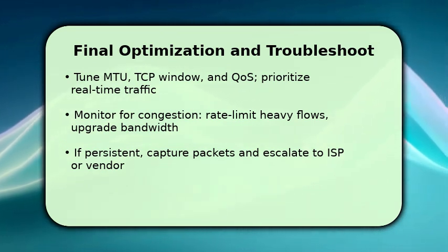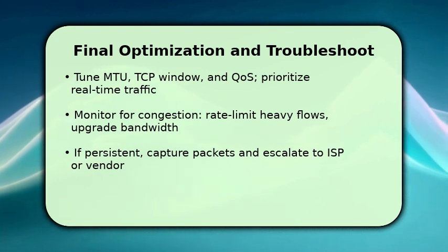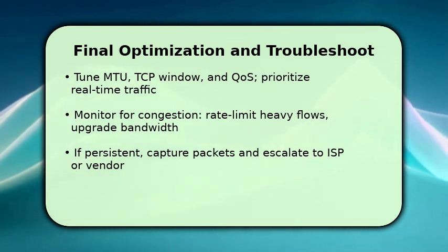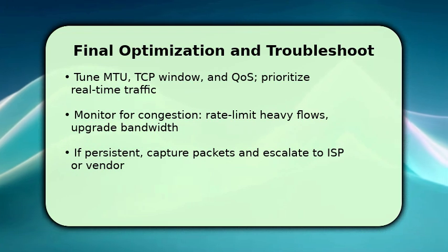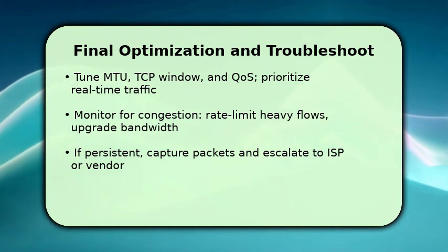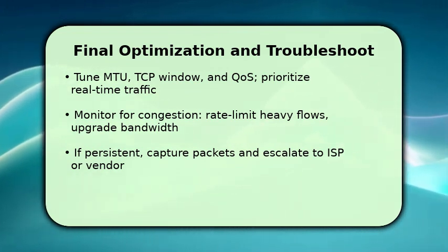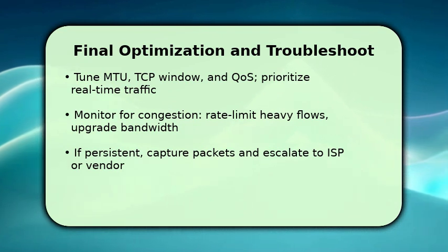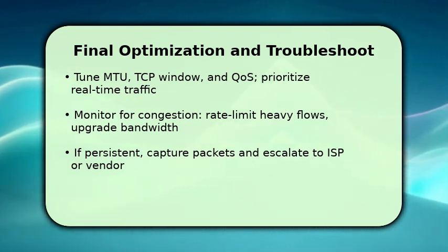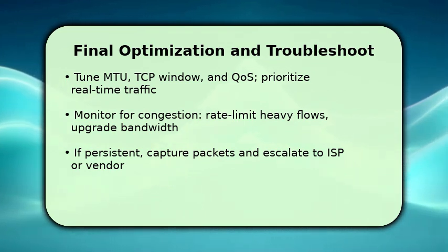Monitor for congestion and identify heavy flows, rate limit or schedule backups, and consider a bandwidth upgrade if links consistently saturate. If packet loss persists, capture packet traces to show sequence numbers and retransmits. Then escalate with evidence to your ISP or hardware vendor. That's your key troubleshooting.